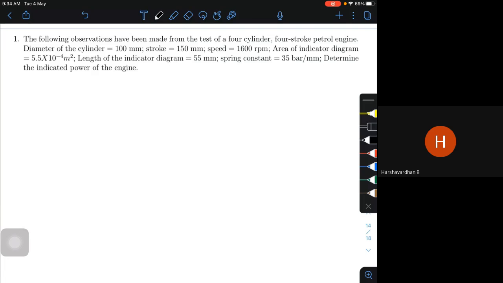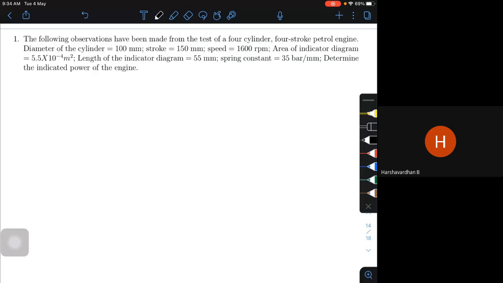I told you that the area under your PV diagram is nothing but the work done. In a similar fashion here also, there is one instrument called a planimeter. This planimeter is used to measure the surface area of your indicator diagram. You will have that particular experiment in the lab, and you will come to know what it actually is.